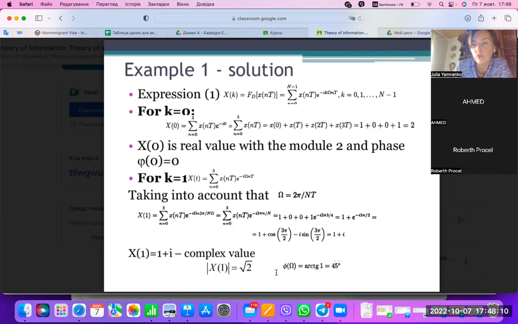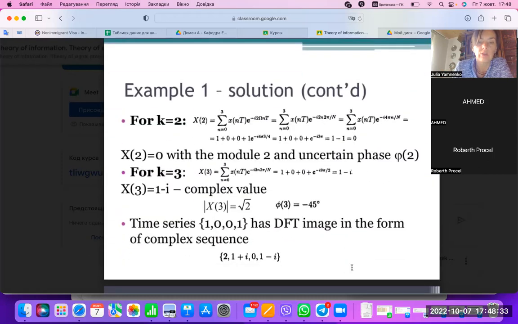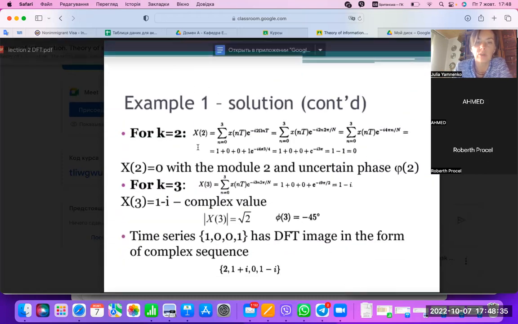And the phase also could be calculated. It will be arctangent of 1, because the imaginary part is equal to the real part. And arctangent of 1, you should know this from geometry, from higher mathematics, from the previous courses. It's equal to 45 degrees, or in other words, pi over 4. And also continuation of this example of the solution for k equal to 2.